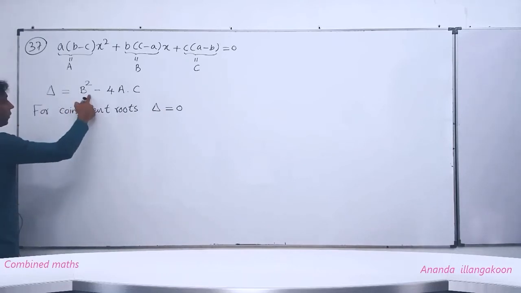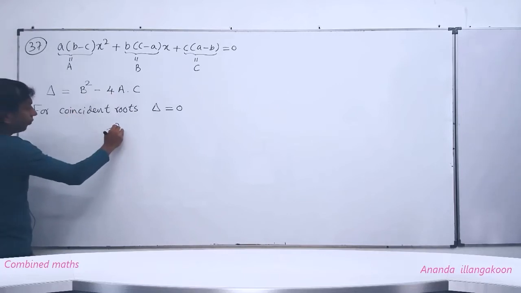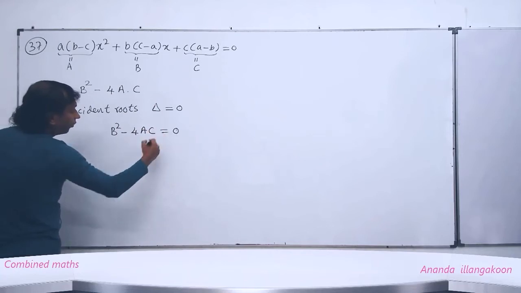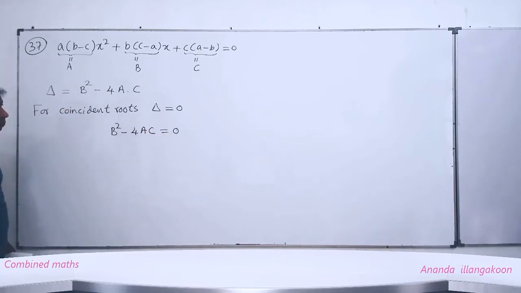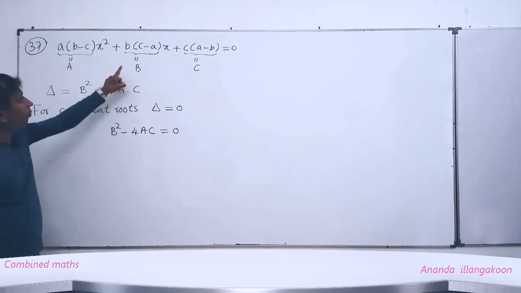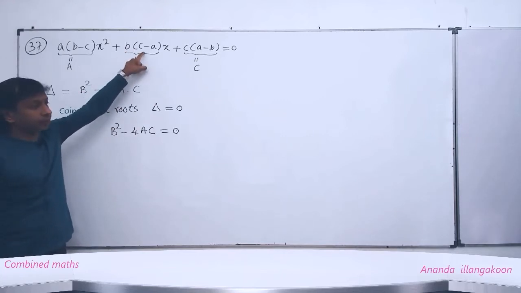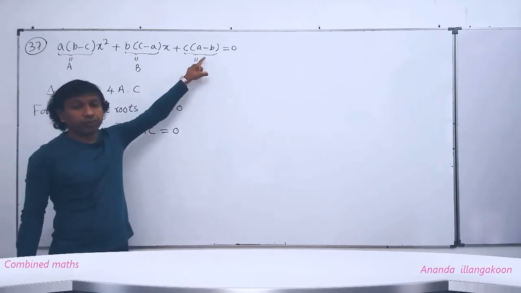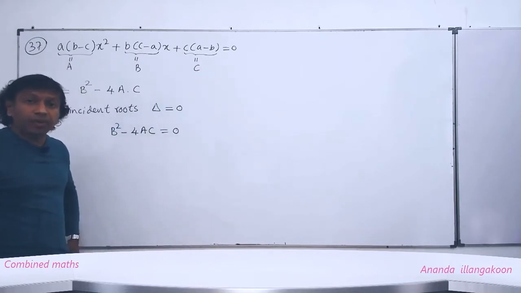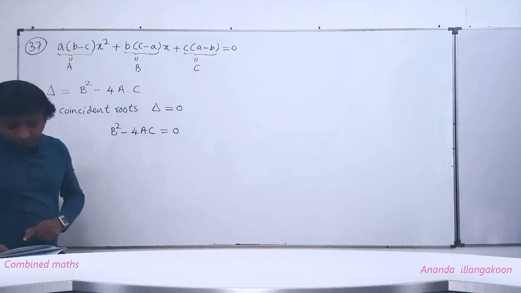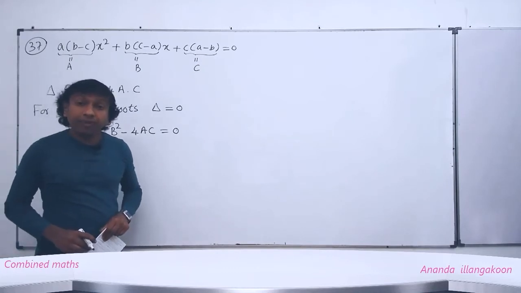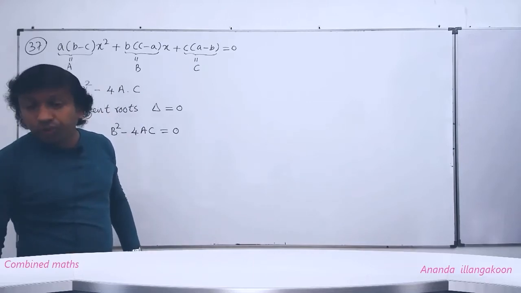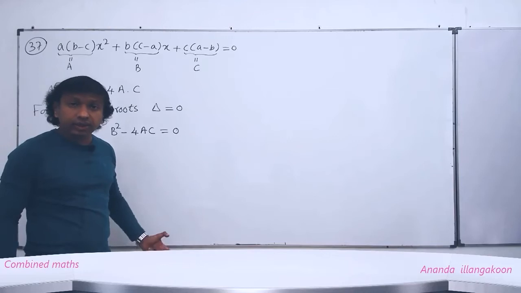Delta is, people, b squared minus 4AC equals 0. For this b, we have to put this. For this a, we have to put this. For this c, we have to put this. And we have to simplify this. Then we can show this answer. But, people, in this particular case, there is another easy way of getting this answer, another easy simplification we have.